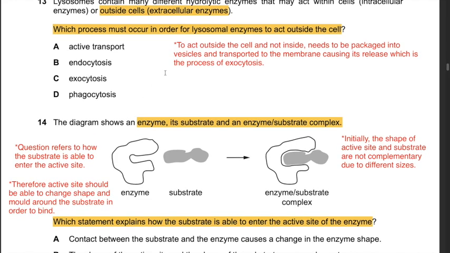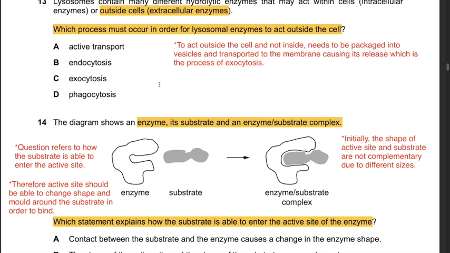Question 13. Lysosomes contain many different hydrolytic enzymes that may act within cells, intracellular enzymes, or outside cells, extracellular enzymes. Which process must occur in order for lysosomal enzymes to act outside the cell? To act outside the cell and not inside, it needs to be packaged into vesicles and transported to the cell surface membrane, causing its release, which is known as exocytosis.